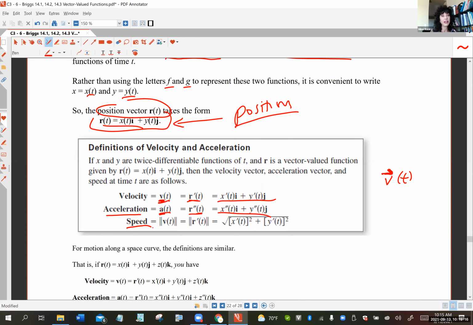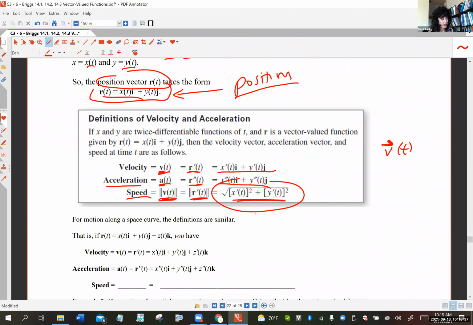And finally, speed. A lot of people think velocity and speed mean the same thing. Be very careful. They're not the same. Speed is a scalar. Speed is the magnitude of the velocity vector. So please know that. You're going to have the square root of the sum of the squares of the components of the velocity vector.